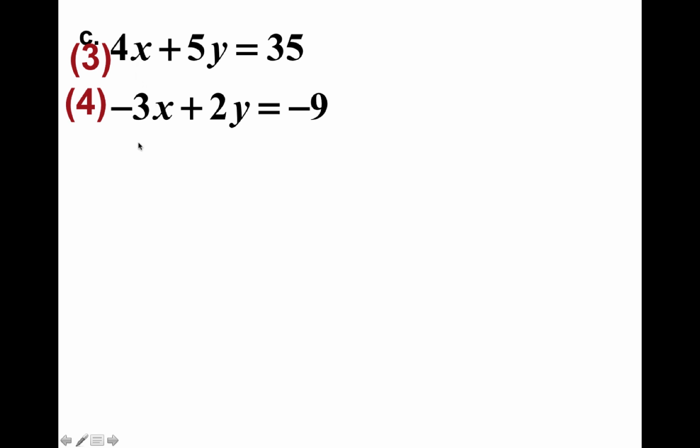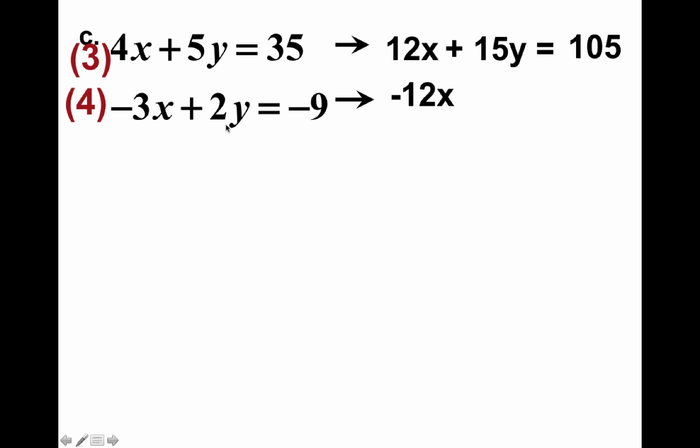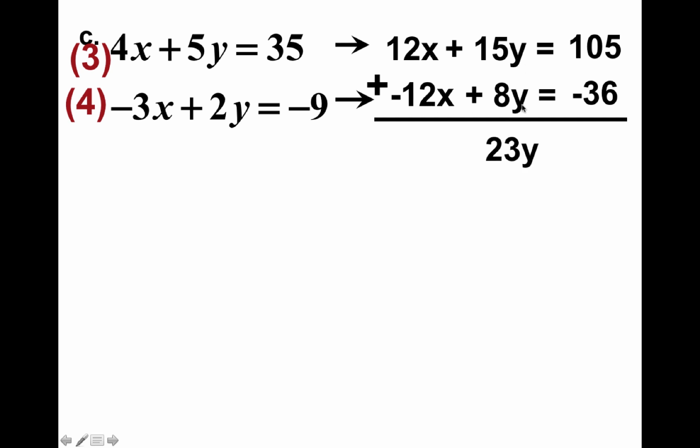But you can't just multiply the first variable. You have to multiply the entire equation. So 3 times 4x is 12x. 3 times 5y is 15y equals 3 times 35, which is 105. For the second equation, 4 times negative 3x is negative 12x. 4 times 2y is 8y. And 4 times negative 9 is negative 36. Notice now when I add these equations, the x's cancel. So 15y plus 8y is 23y equals 105 minus 36 is 69. Divide both sides by 23, you get y equals 3.